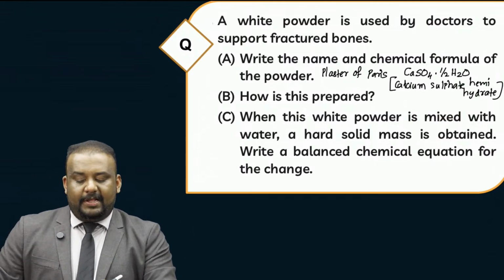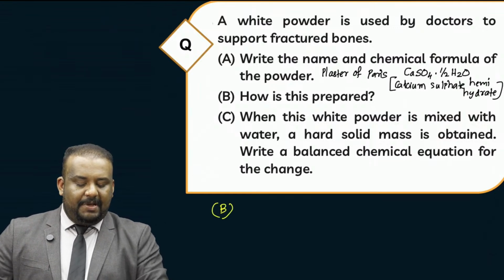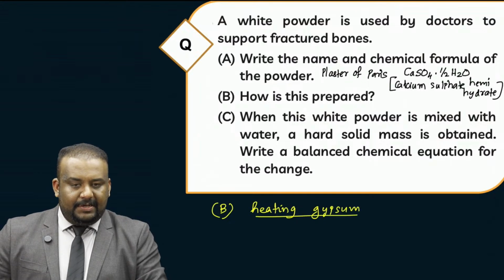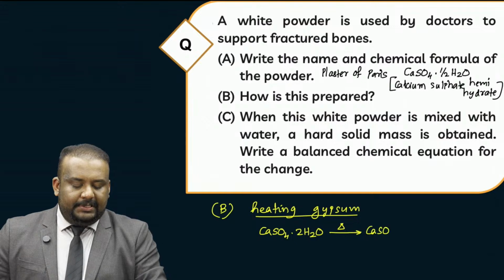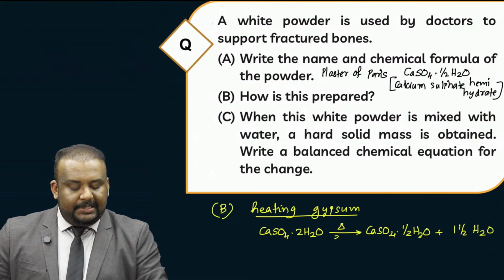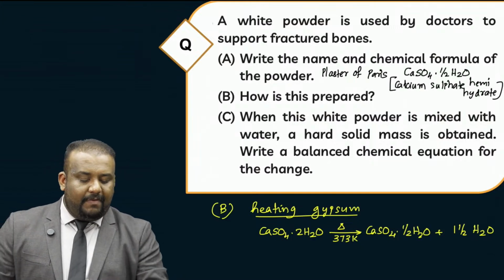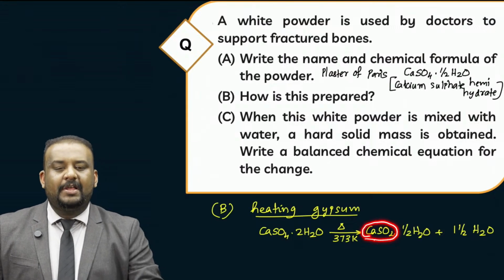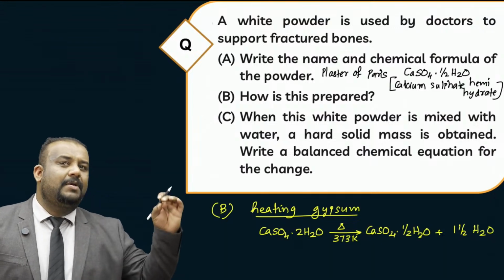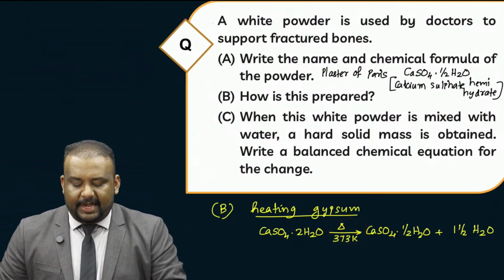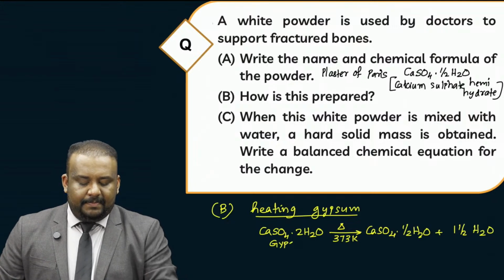How is it prepared? You know that calcium sulfate hemihydrate is obtained by heating gypsum, correct? What is the reaction of heating gypsum? Calcium sulfate dihydrate, CaSO4.2H2O, on heating will form CaSO4.½H2O plus 1.5 molecules of H2O. Guys, remember this heating has to be limited up to 373 Kelvin. If you heat it above 373 Kelvin, all the water will go out, which will leave only calcium sulfate. That is called anhydrous calcium sulfate or dead burnt plaster. Clear? Dead burnt plaster. So please do remember to mention the temperature here, 373 Kelvin. This is how you make Plaster of Paris from gypsum.